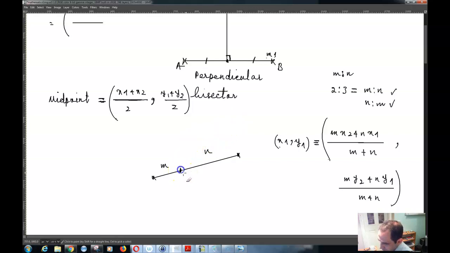Meaning that, for example, if this point is supposed to divide this line segment internally in the ratio, for example, 1 to 3, you need to take your m as 1 and your n as 3, and then of course you need to be careful about these two endpoints.